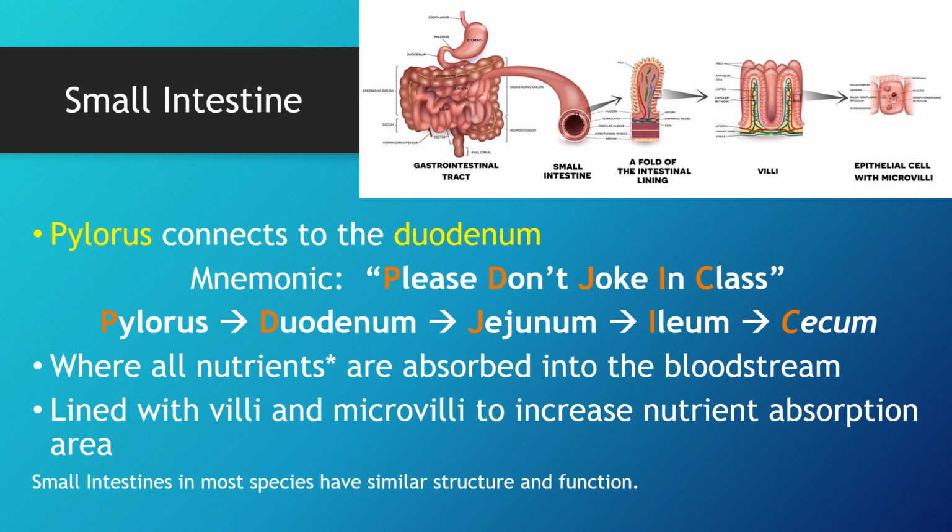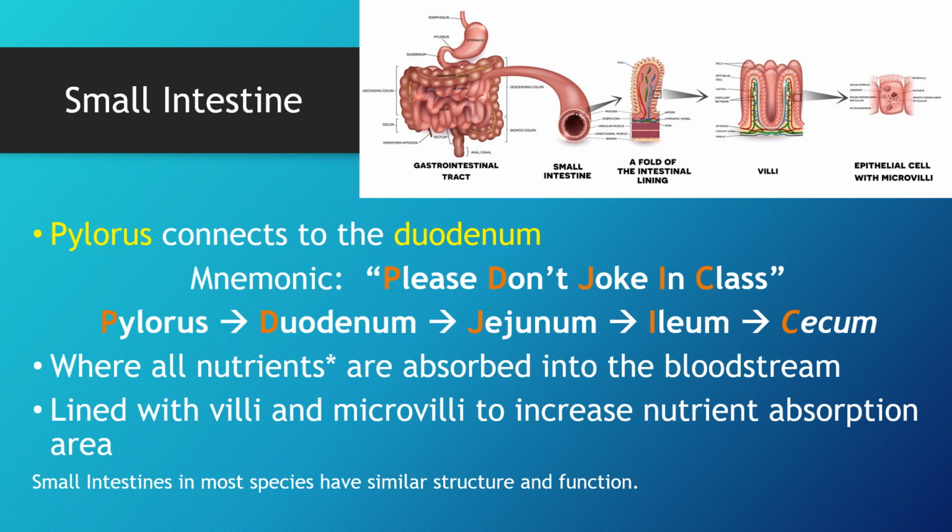So I made this mnemonic, please don't joke in class, which I actually don't mean, because I actually love jokes and I think it's really fun. It makes the day go by better. To remember though: pylorus, duodenum, jejunum, ileum, and cecum. And that is the order from the end of the stomach to the beginning of the large intestine.